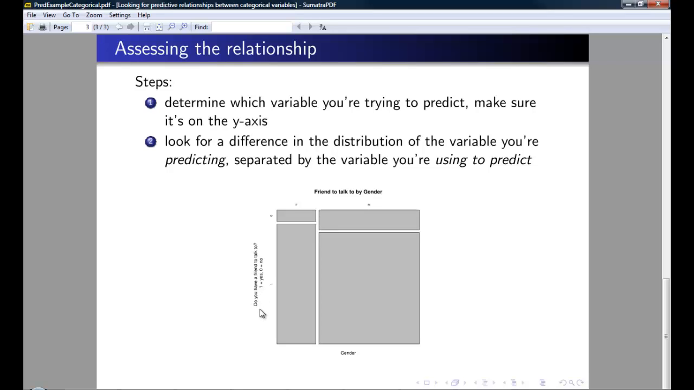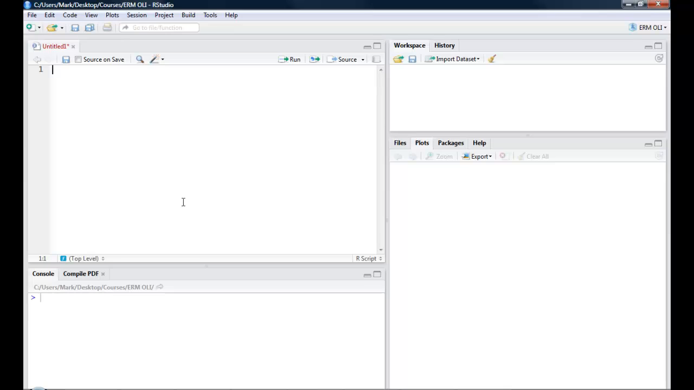So once we've got the axes sorted out, then the only thing that we're looking for is whether there is a difference in the distribution of these variables. And the way to tell is by looking at these vertical breaks. So in order to get into R and do another example, let's start with the boilerplate that we should be in the habit of creating for most of our scripts.